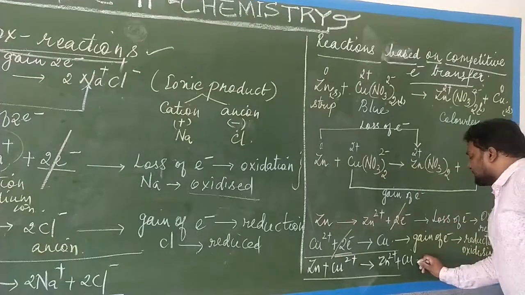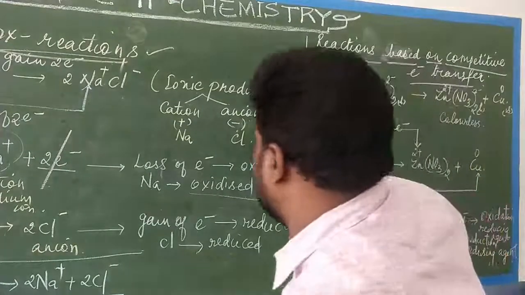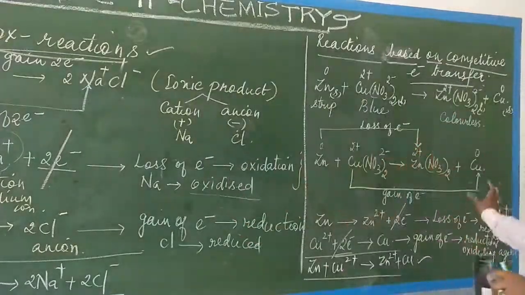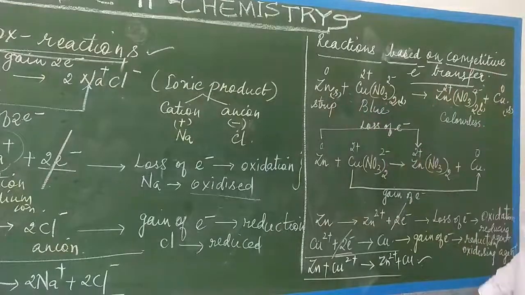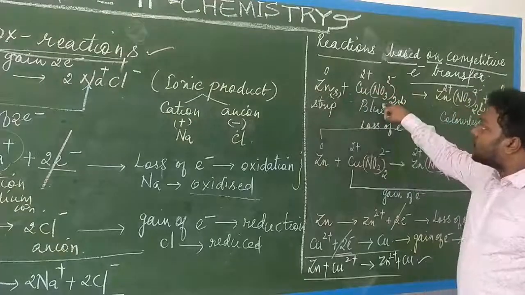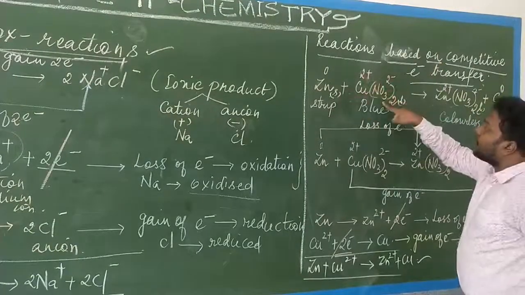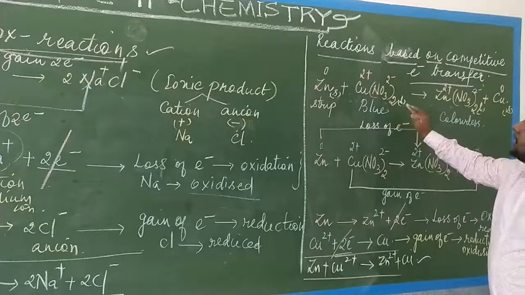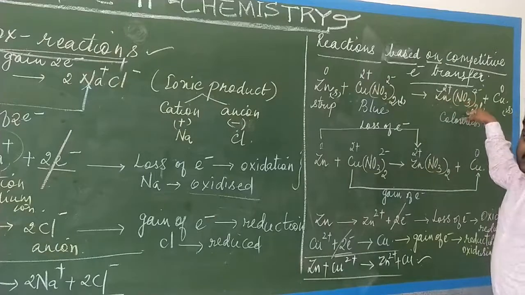Can you understand? This is the overall reaction. So what we are confirming from this reaction, I hope you can understand. Reactions based on competitive electron transfer. So I have taken the zinc strip and the zinc strip is immersed into a copper nitrate solution, which is blue in color. After the zinc is immersed in copper nitrate, the solution slowly changes to colorless. That means I have got zinc nitrate.